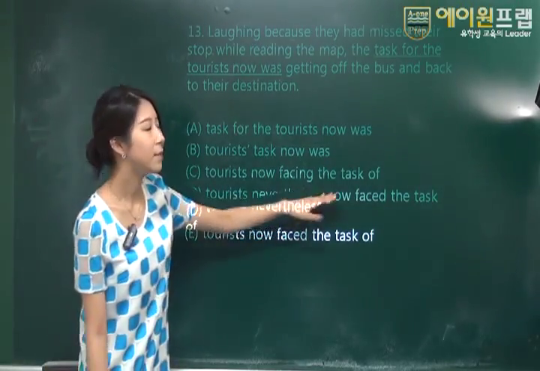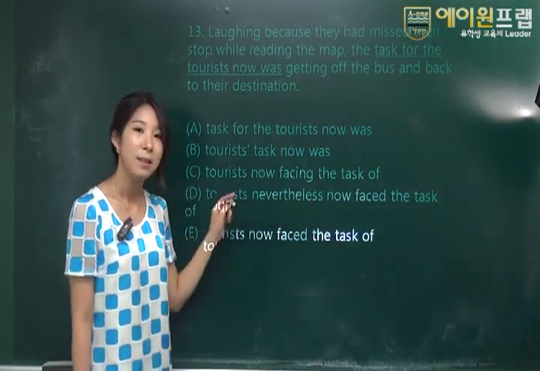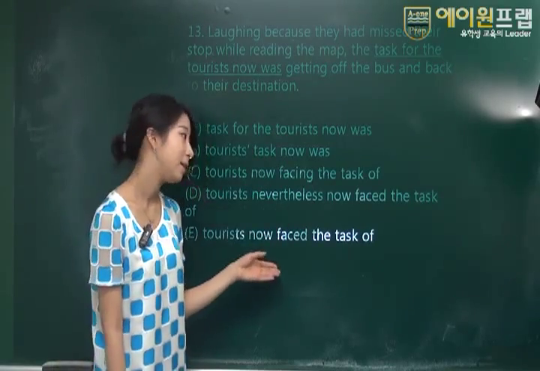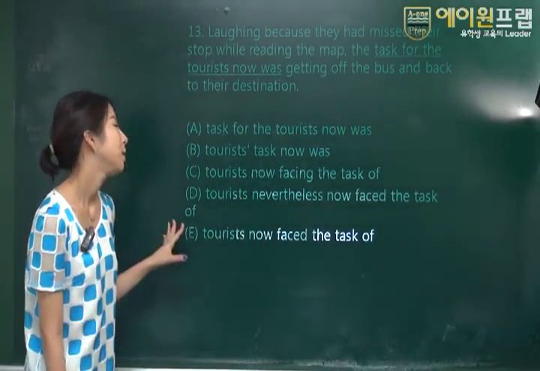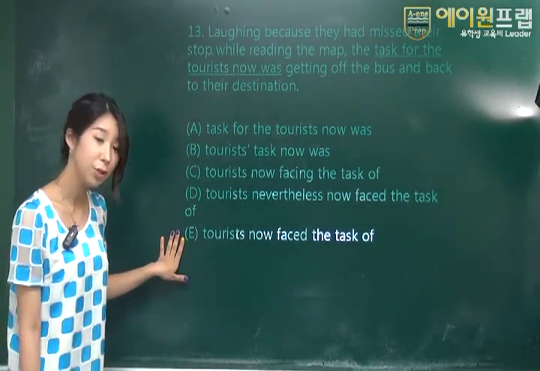And plus, if we use nevertheless and now in a row, then it's like having two conjunctions in a row, and it's redundant, so it's bad. So that's why E is the best option.